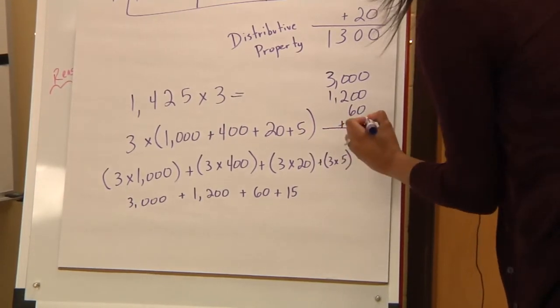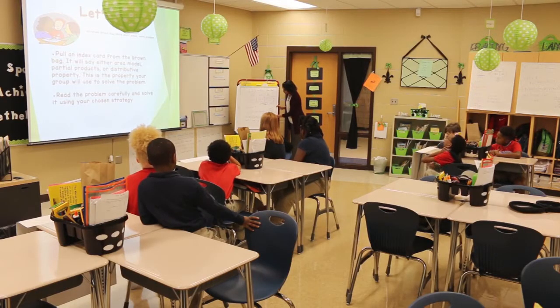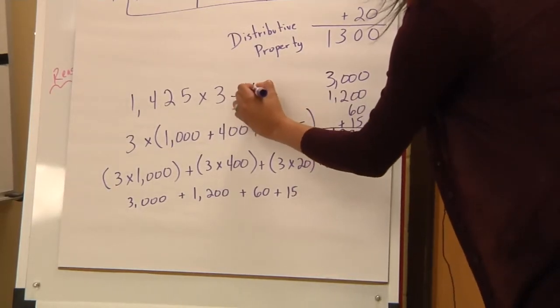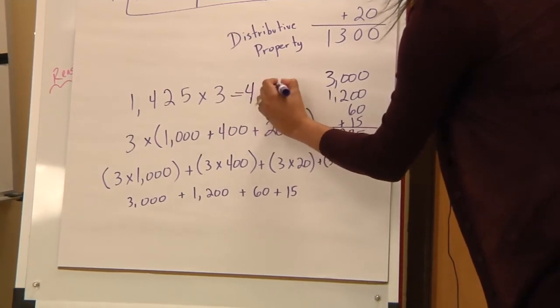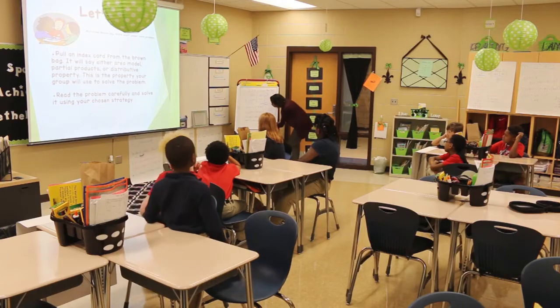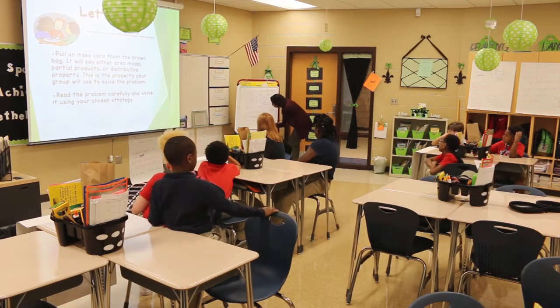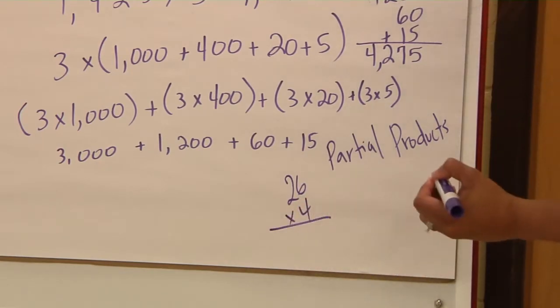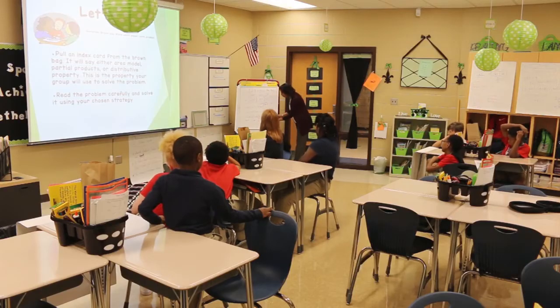What's this? 5, 7, 2, 4. So your answer should be 4,275. And the last one is partial products, so we're going to do 26 times 4. So what should we do first, Lily?